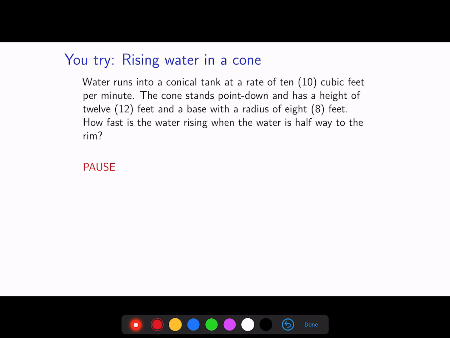Now, I'd like you to try a problem that's very much like this. Water runs into a conical tank at a rate of 10 cubic feet per minute. The cone stands point down and has a height of 12 feet and a base with a radius of 8 feet. How fast is the water rising when the water is halfway to the rim? Use the same approach I did in my example and see if you can come up with an answer. Pause this video at this point and do that work. Come back and I'll show you what I got, and then I'll ask you another question.